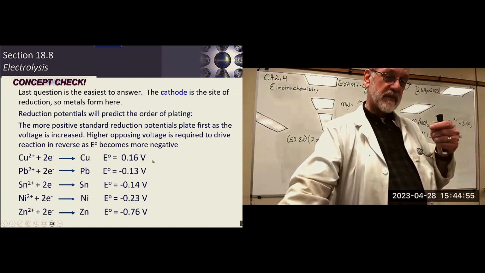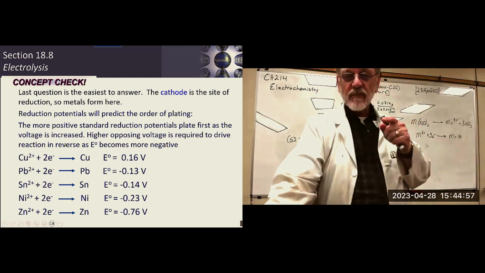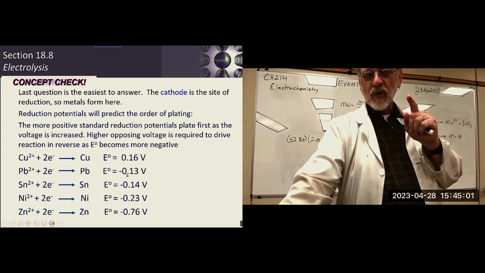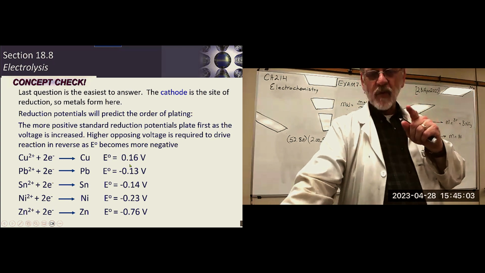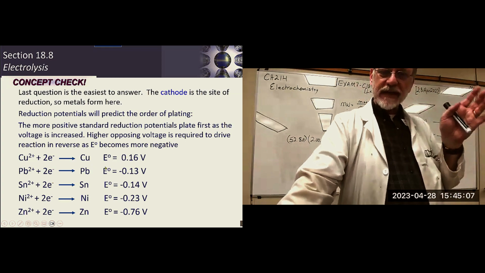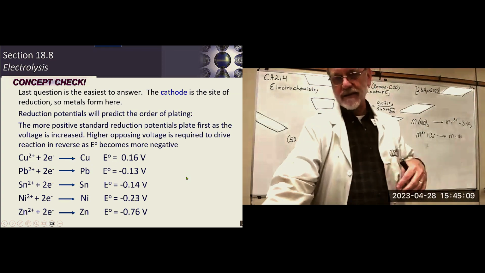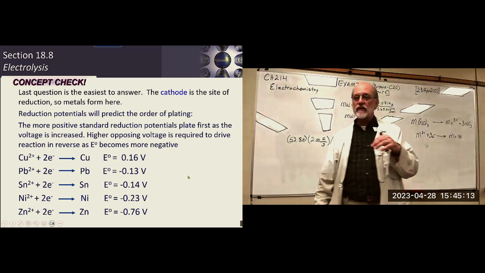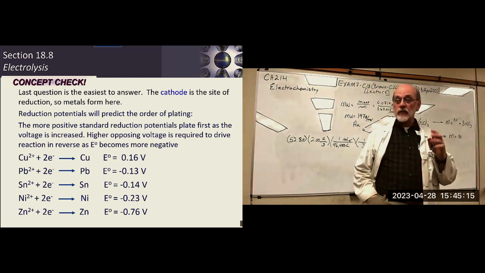Well, actually 0.16, but not 0.13, negative 0.13. So you can bring the copper out first and leave all the rest of them behind. And that will give you 99.99% pure copper. And that's the way they do it.